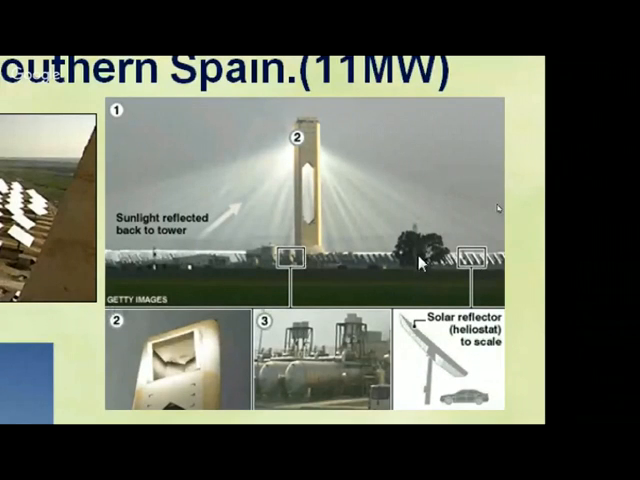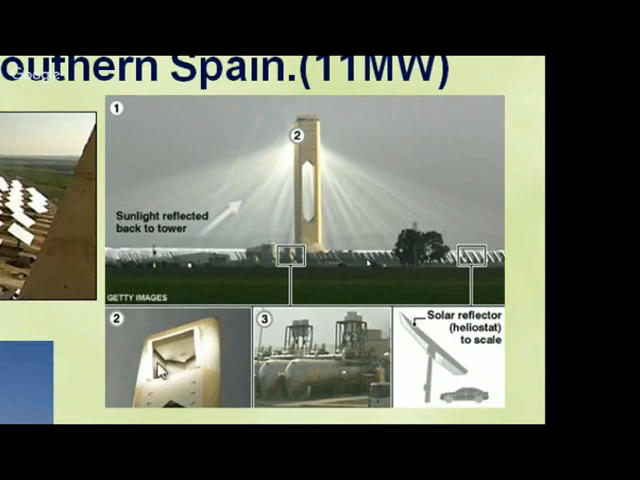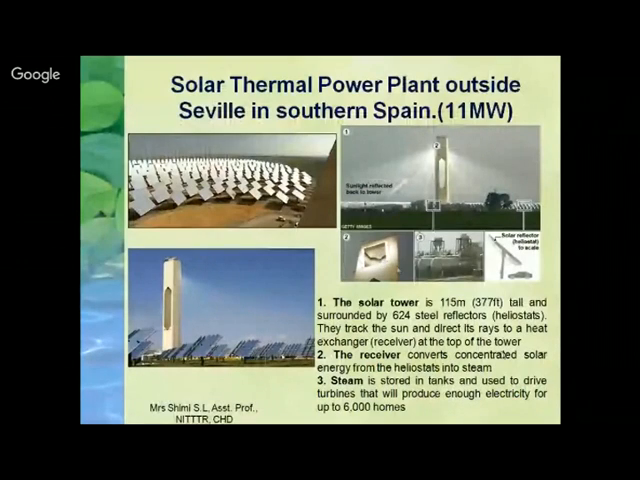When sunlight falls on them, they reflect it, and here they focus on the furnace. The lights are focusing on this tower, which is around 115 meters tall, and it is surrounded by 624 reflectors. Around 624 reflectors are there, and they track the sun and direct the rays to a heat exchanger at the top. So this top is nothing but the heat exchanger.